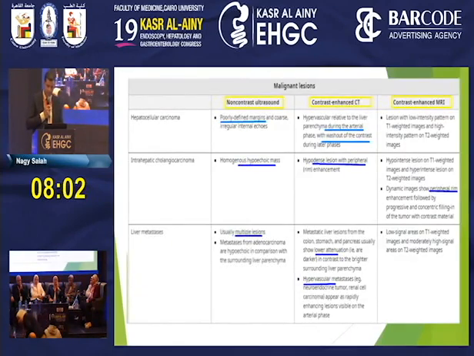Malignant hepatic lesion, hepatocellular carcinoma: poorly defined margins with irregular internal echoes on ultrasound, and on contrast-enhanced CT a hypervascular lesion showing early arterial enhancement with delayed washout, and on MRI low T1, high T2 signal with the same pattern of enhancement.